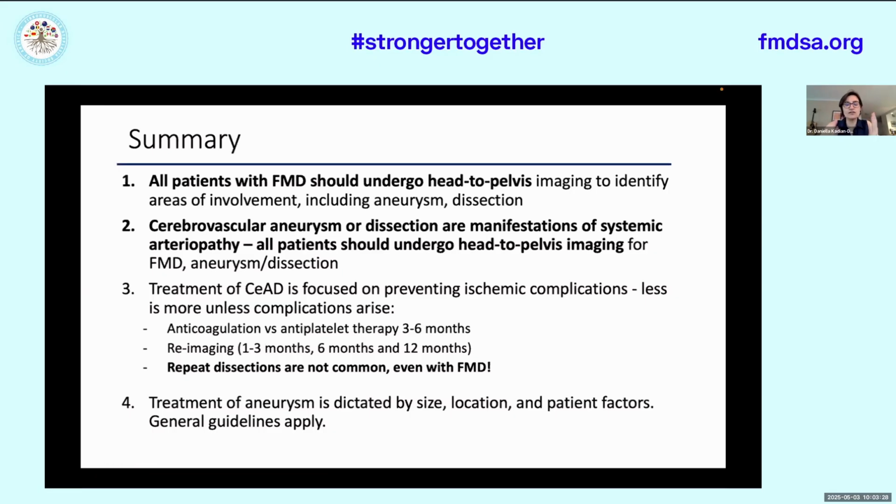So summarizing all of this information together, basically all patients with FMD need that head to pelvis imaging so we can classify their disease, see where the issues are that we need to be keeping an eye on if present. Now, aneurysm or dissection in the head or the neck is a manifestation of a general artery disease. And so if we don't know about FMD, they also need to be getting head to pelvis imaging.